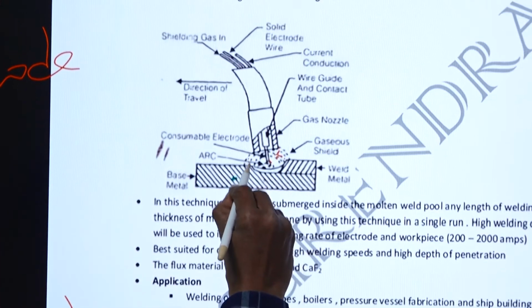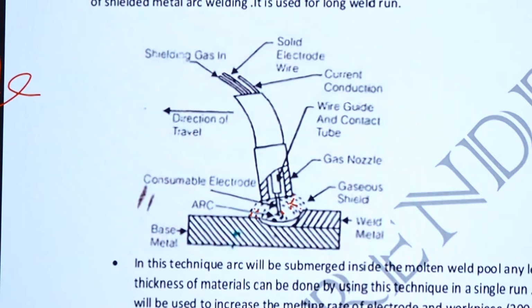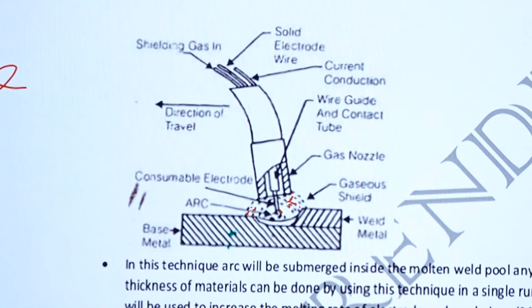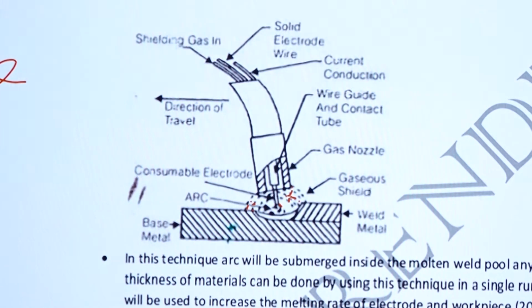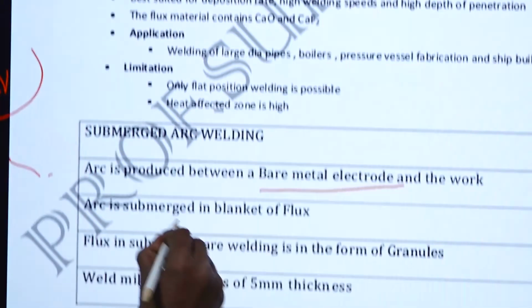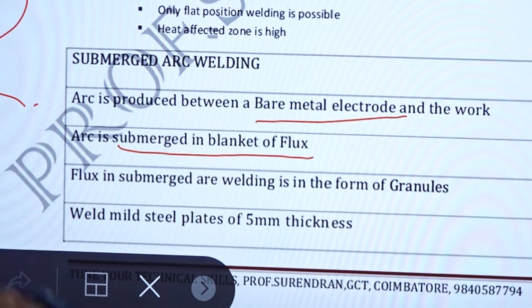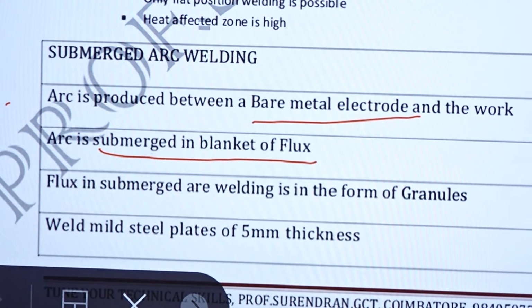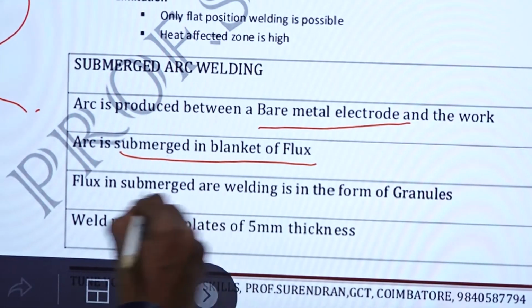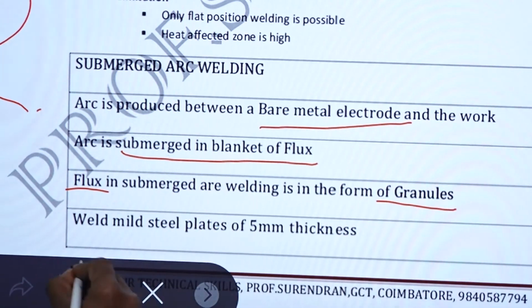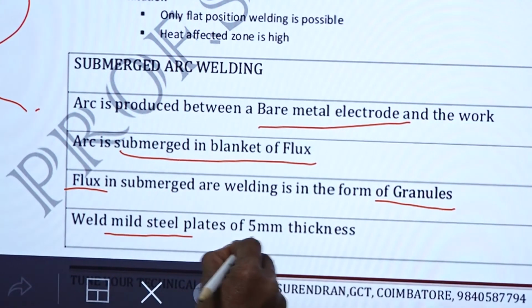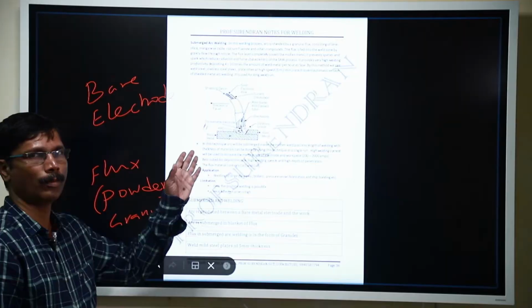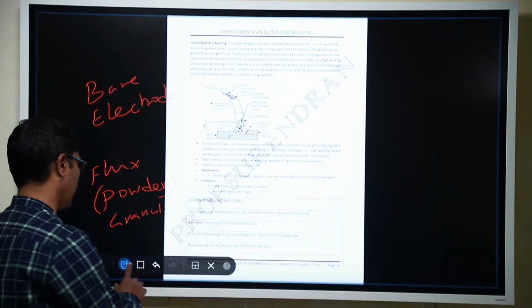You can see here, this is the flux. It covers the entire arc and it forms the weld. This arc is produced by the bare metal electrode. The arc is submerged in the blanket of flux. The blanket of flux, in the form of granules, covers the arc. Welding mild steel plates of 5 mm thickness is possible using submerged arc welding.